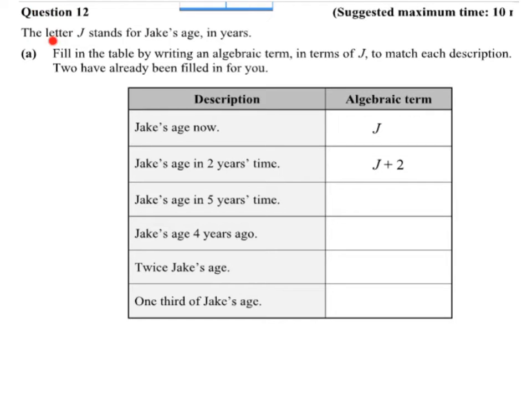Question 12. The letter J stands for Jake's age in years. Part A. Fill in the table by writing an algebraic term in terms of J to make each description. 2 have already been filled in for you.